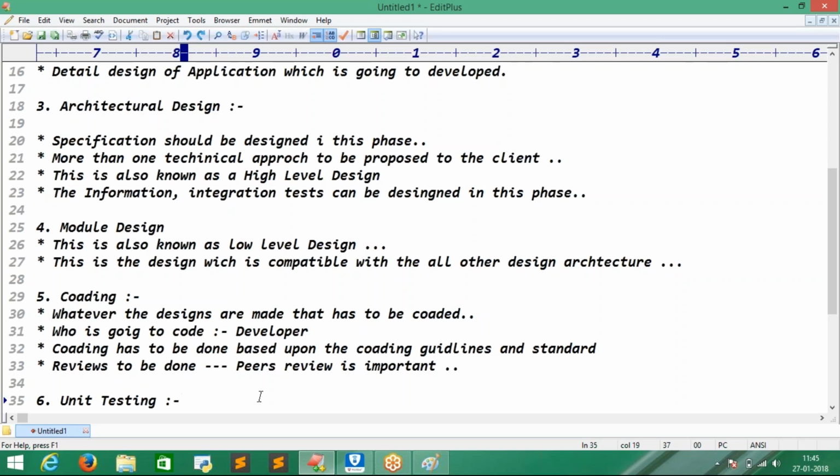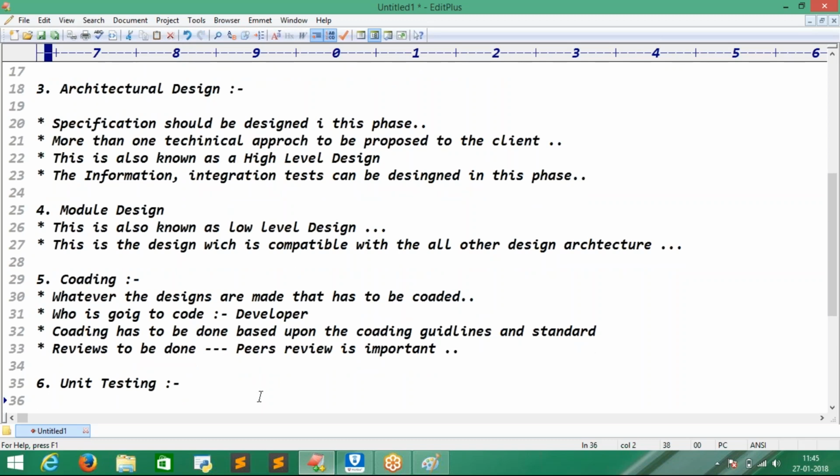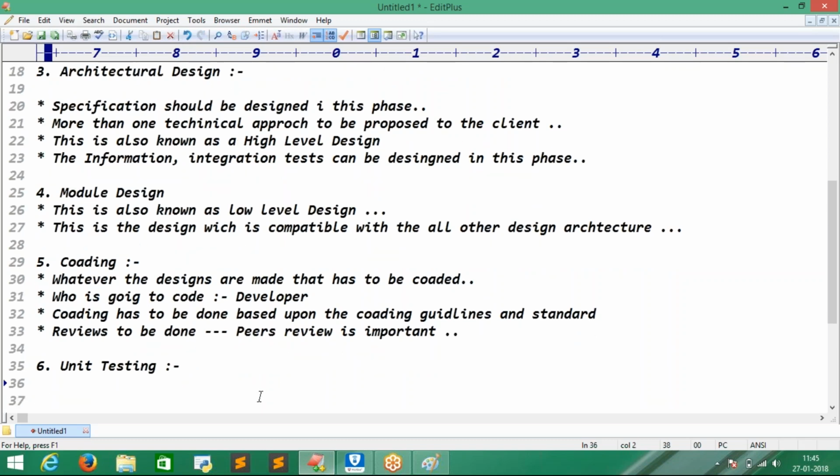Who will do the unit testing? It will be done by the developer. Unit testing will be done by the developer. Obviously, the developer will do the unit testing. Now, what do you mean by unit testing?